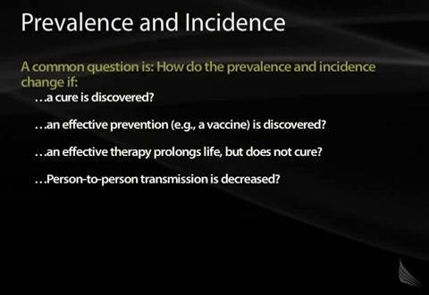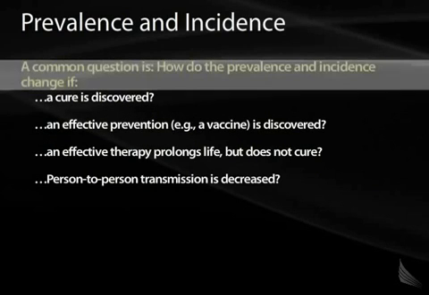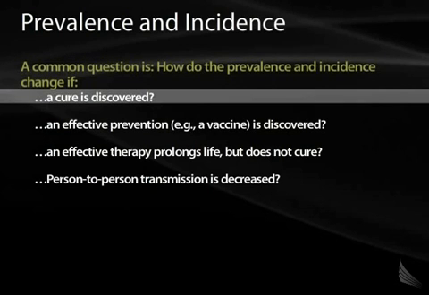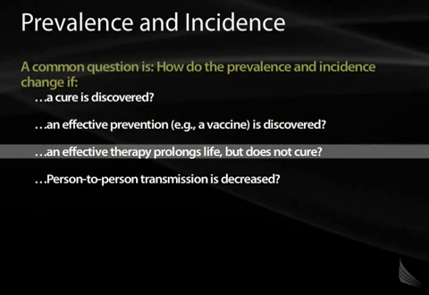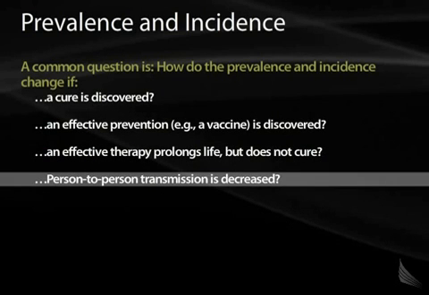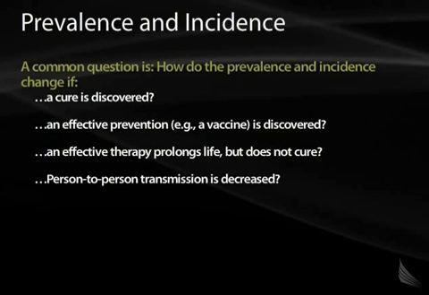So when it comes to prevalence and incidence, one should be able to answer some of these common questions. For example, how do the prevalence and incidence change if a cure were discovered, an effective prevention like a vaccine is discovered, an effective therapy prolongs life but does not cure, or if person-to-person transmission is decreased? So, for example, if a cure for disease was discovered, this would not alter the incidence of that disease, because the incidence refers to newly diagnosed cases. But because each case of the disease would last for a shorter period of time, any cross-sectional assessment of the frequency of that disease would be lower. Therefore, the prevalence would be lowered.